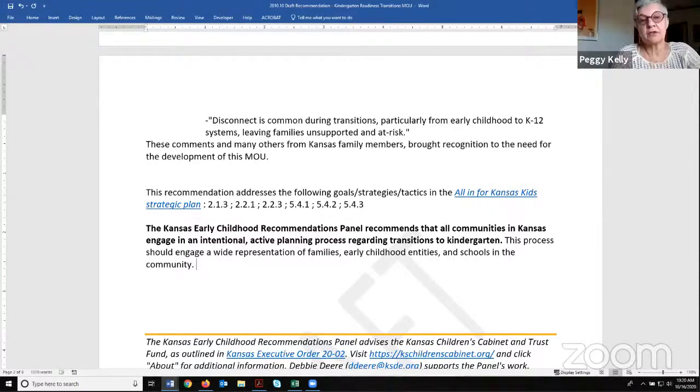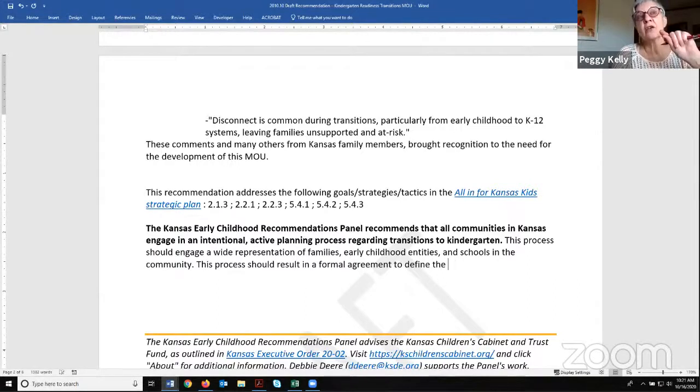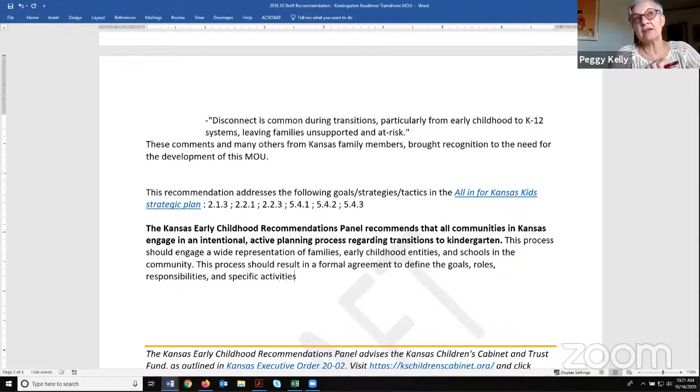I think also, this is Peggy still, that it should result in a formal agreement defining the intention, the roles, responsibilities, and specific activities. Can you say that one more time? This process should result in a formal agreement to define the intention or goals, the roles, responsibilities, and specific activities of the community kindergarten transition process. How's that as a starting place?